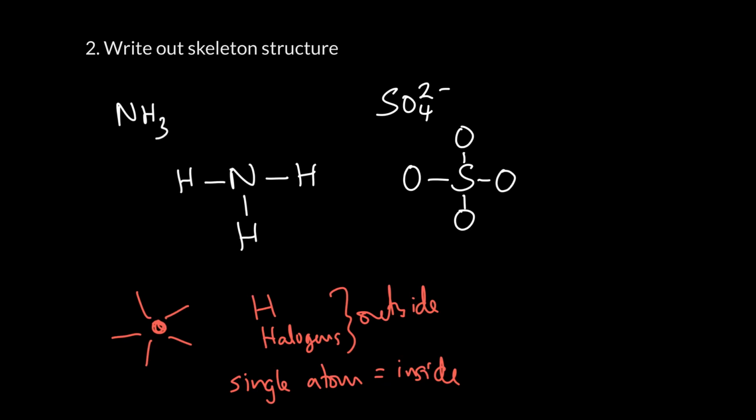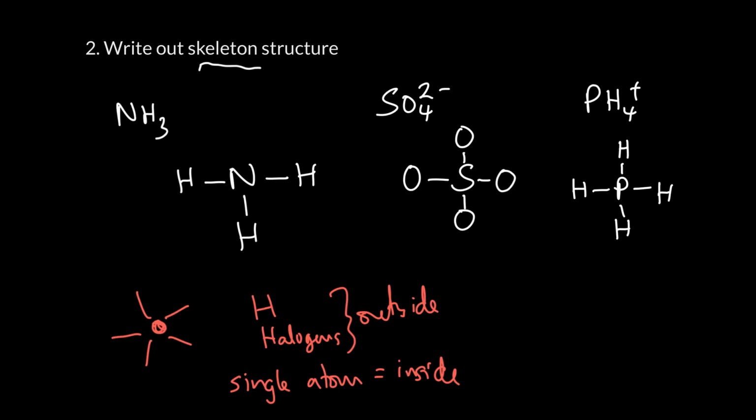And the very last one we had, I think, was PH4 plus. So again, we've got hydrogens. They're probably going to go on the outside, and the phosphorus goes on the inside. And again, there's just one phosphorus, so it'll almost always go on the inside. So it's going to look something like so, and that's our spooky skeleton structure.